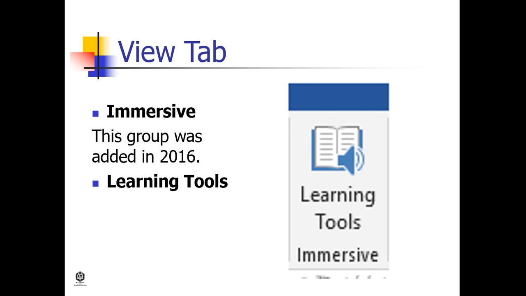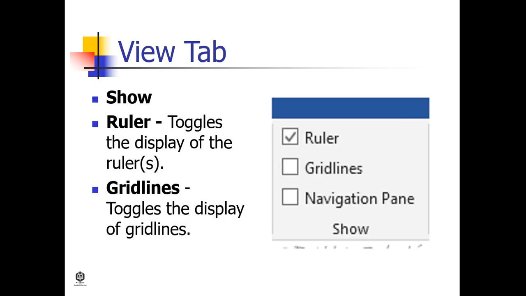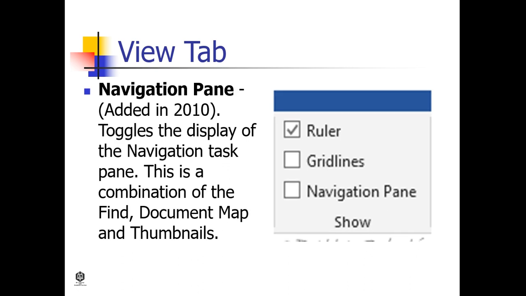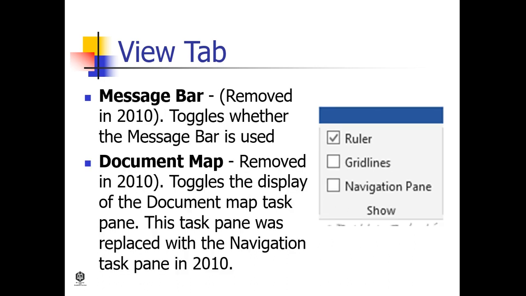How about the immersive part? This group was added in 2016 and it includes learning tools. Next, the show part. It includes ruler that toggles the display of the rulers, gridlines that toggles the display of gridlines, navigation pane that was added in 2010, toggles the display of the navigation task pane. This is a combination of the find, document map, and thumbnails.